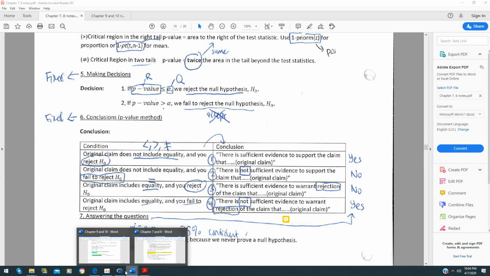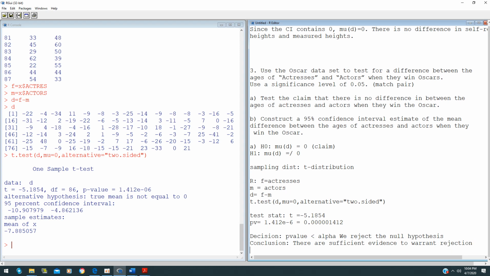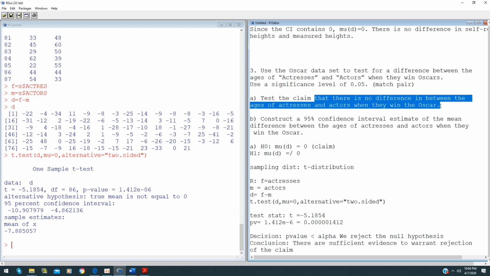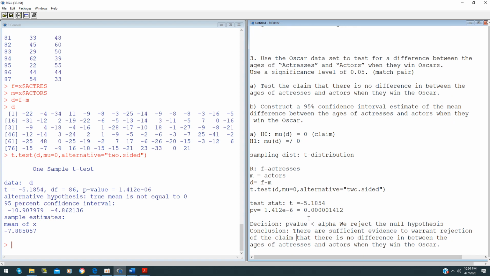So your conclusion in this case: there is sufficient evidence to warrant rejection of the claim. And what does my claim say? The claim says that there is no difference between the age of actresses and actors when they won the Oscar. So this is your claim statement here, mostly copy and paste. This is what your conclusion looks like for question A.